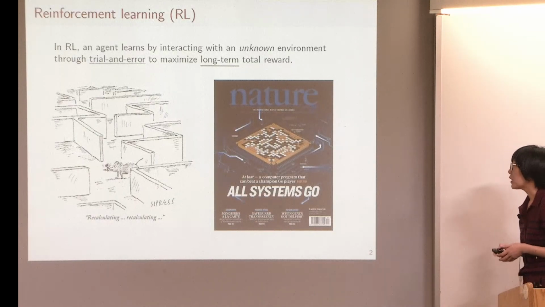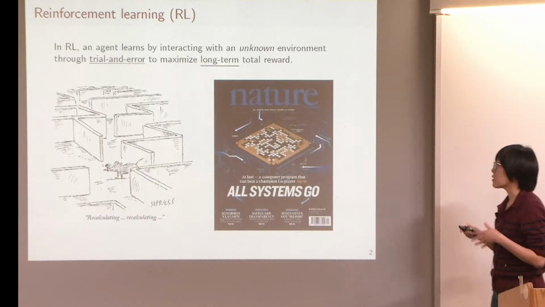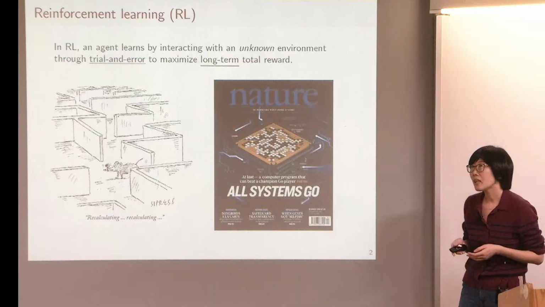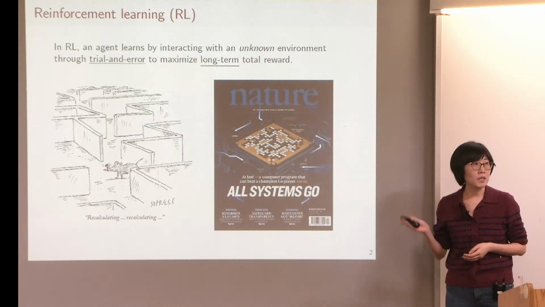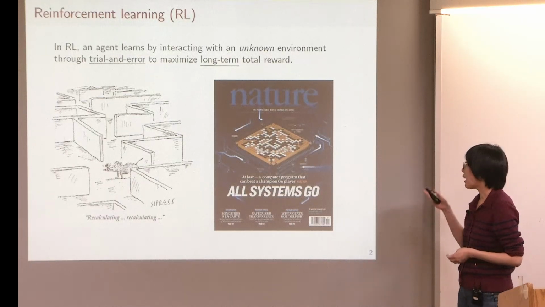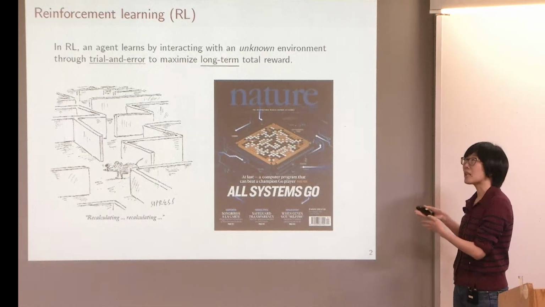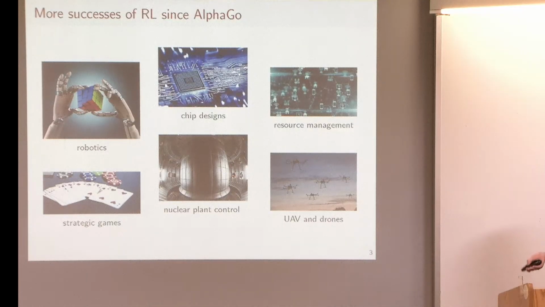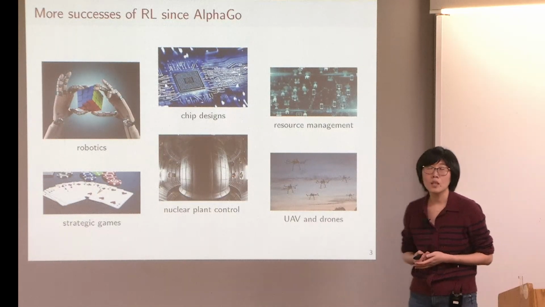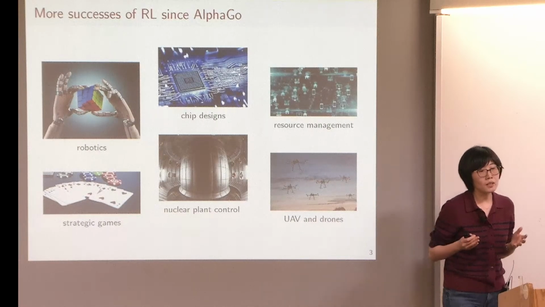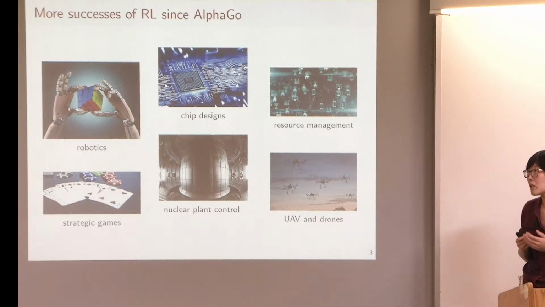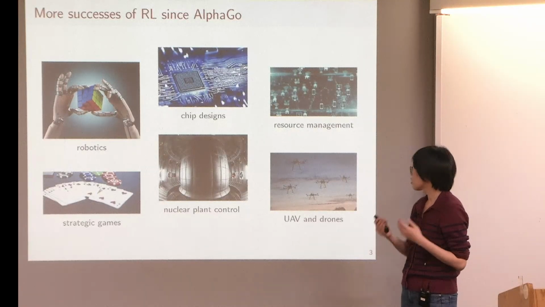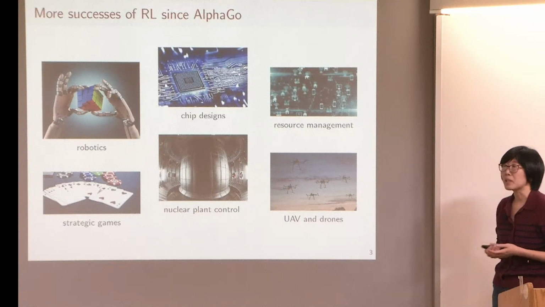And perhaps the first time a lot of us start to really feel the power behind reinforcement learning techniques is when the AlphaGo paper came out. It's a little bit hard to believe this is about 10 years old now. Since then, we start to see a lot of successes of reinforcement learning across various fields, in robotics, resource management, wireless systems, communication systems, chip design, controlling nuclear plants, and many, many other applications.